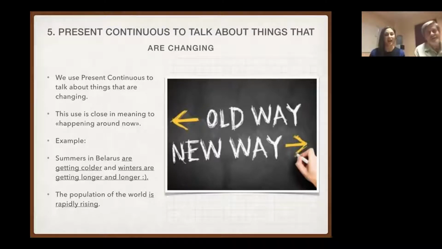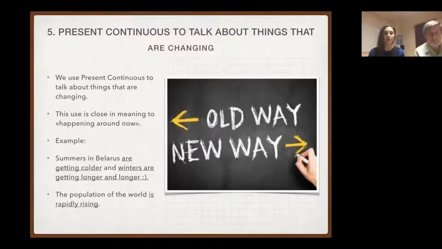Or there are a couple more examples when we think about the weather or the climate in Belarus. Summers in Belarus are getting colder. Is it right? Do you guys agree with me? Yeah, I think so. I do. And winters are getting longer and longer, unfortunately, right? So it's not about me personally, it's a general tendency in the country. And that is why we use present continuous to talk about it.